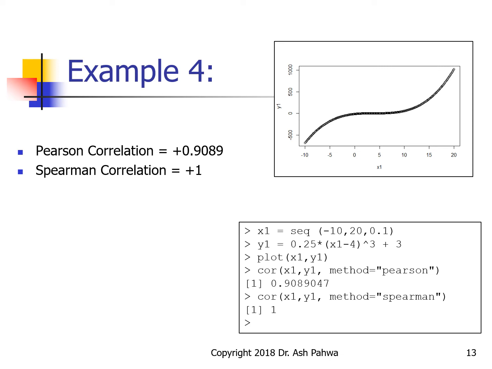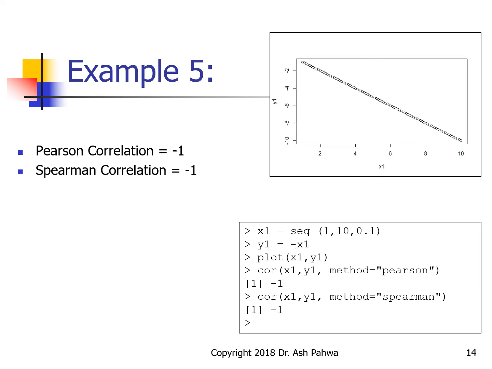Now I have one more example. Here you can see that the data is increasing in a non-linear fashion. So Pearson's is going to be 0.9, but the Spearman again is going to be +1. Now let's take another example. As you can see, it is a linear decline. So Pearson's correlation is -1 and the Spearman correlation is also going to be -1. So now we have seen these 5 examples which show the difference between the Pearson's correlation and Spearman correlation.